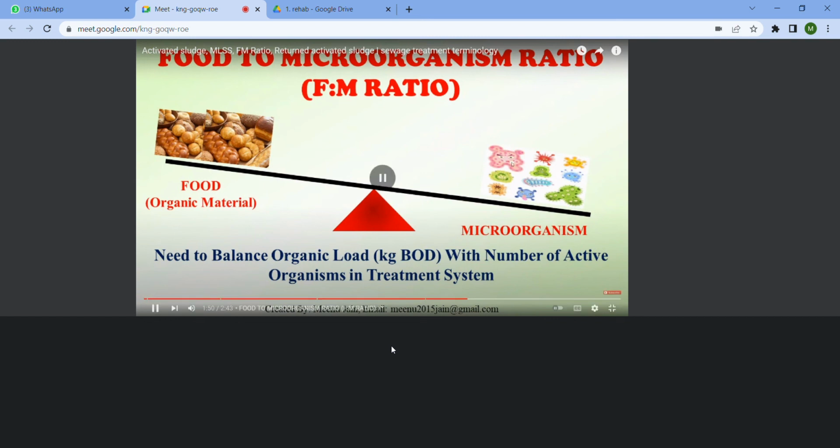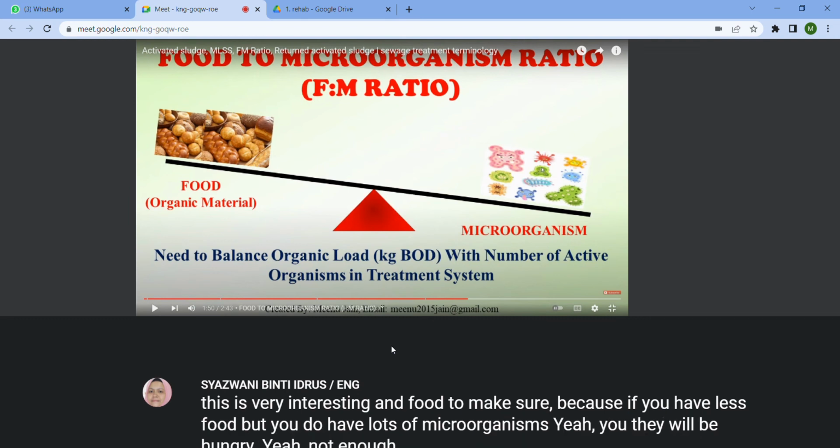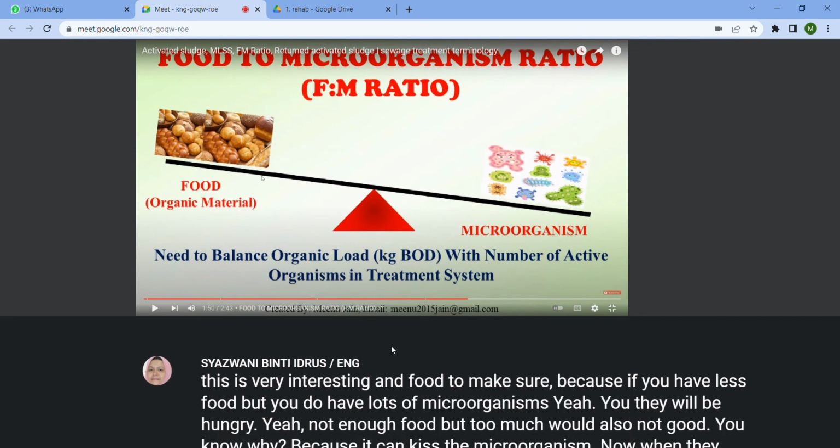Okay, this is very interesting, food to mass ratio, because if you have less food but you do have lots of microorganisms, also is not good. Yeah, they will be hungry. Not enough food, but too much food also not good. You know why? Because it can kill the microorganism. Yeah, when they eat a lot, they will die.